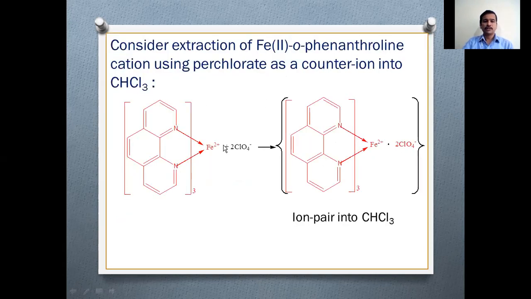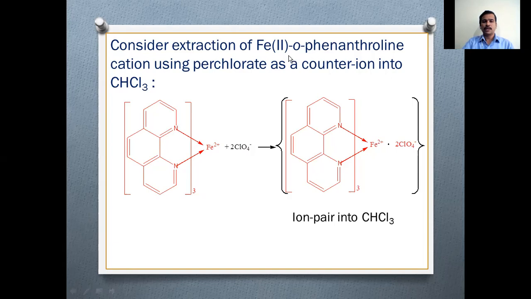So let me consider a very simple example, as I have presented in many of my slides in different modules: the iron 2 1,10-phenanthroline complex structure. This is the structure of ferroin. Iron 2, 1 mole, and 3 moles of 1,10-phenanthroline react together, and a complex of ferroin is formed. Ferroin is divalent in nature. It is carrying a 2+ charge. So we have to neutralize this 2+ charge before its extraction into the organic layer.